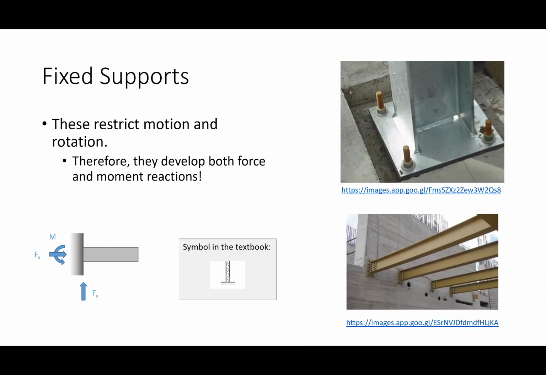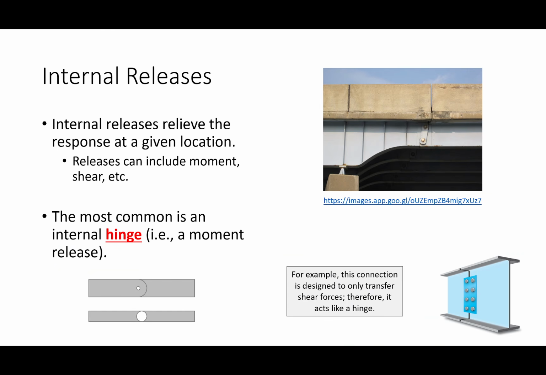All right, now those are external boundary conditions. One thing that's worth mentioning is an internal release. An internal release is a point inside the structure where we have removed the ability to resist a given response. Analytically, we can define shear releases. We can theoretically define axial releases. The most common release available is a moment release, or a hinge, putting a hinge or a pin inside the middle of the beam. Now, there are some real-world examples of this.